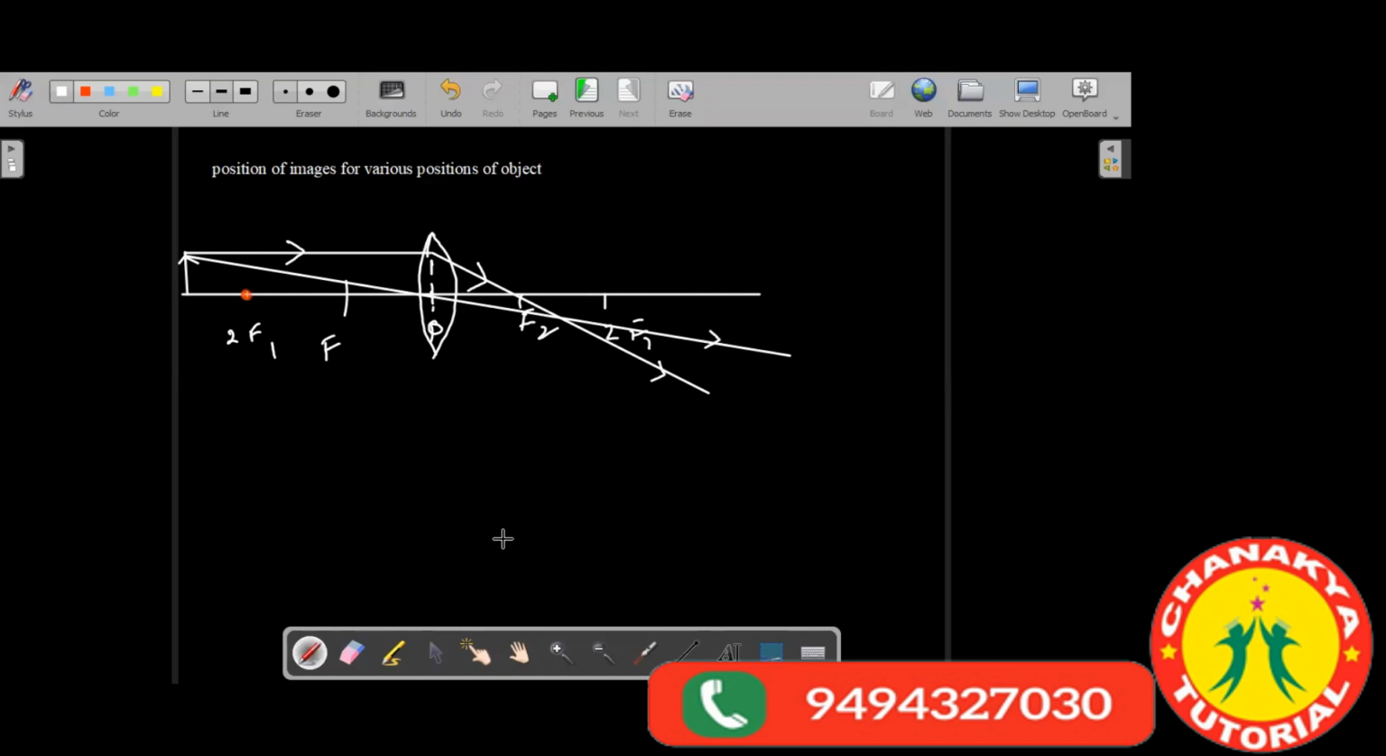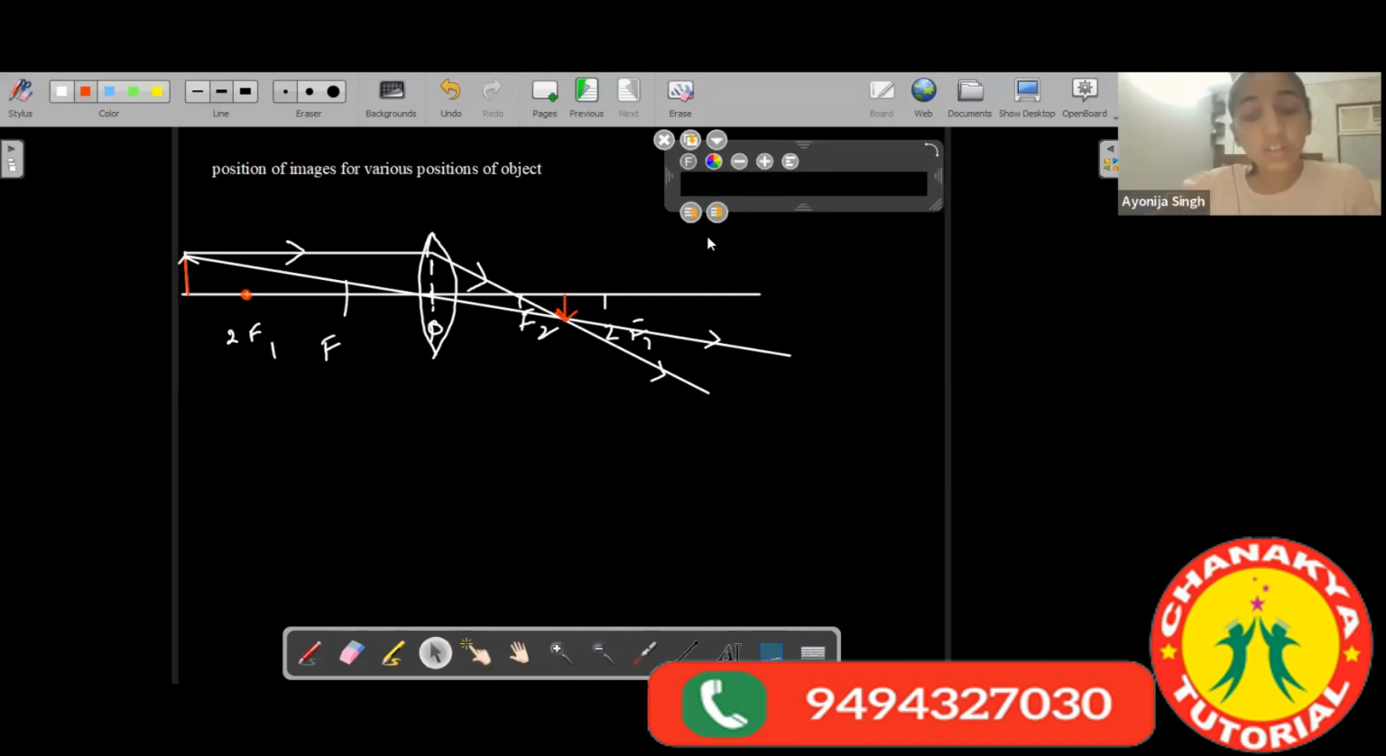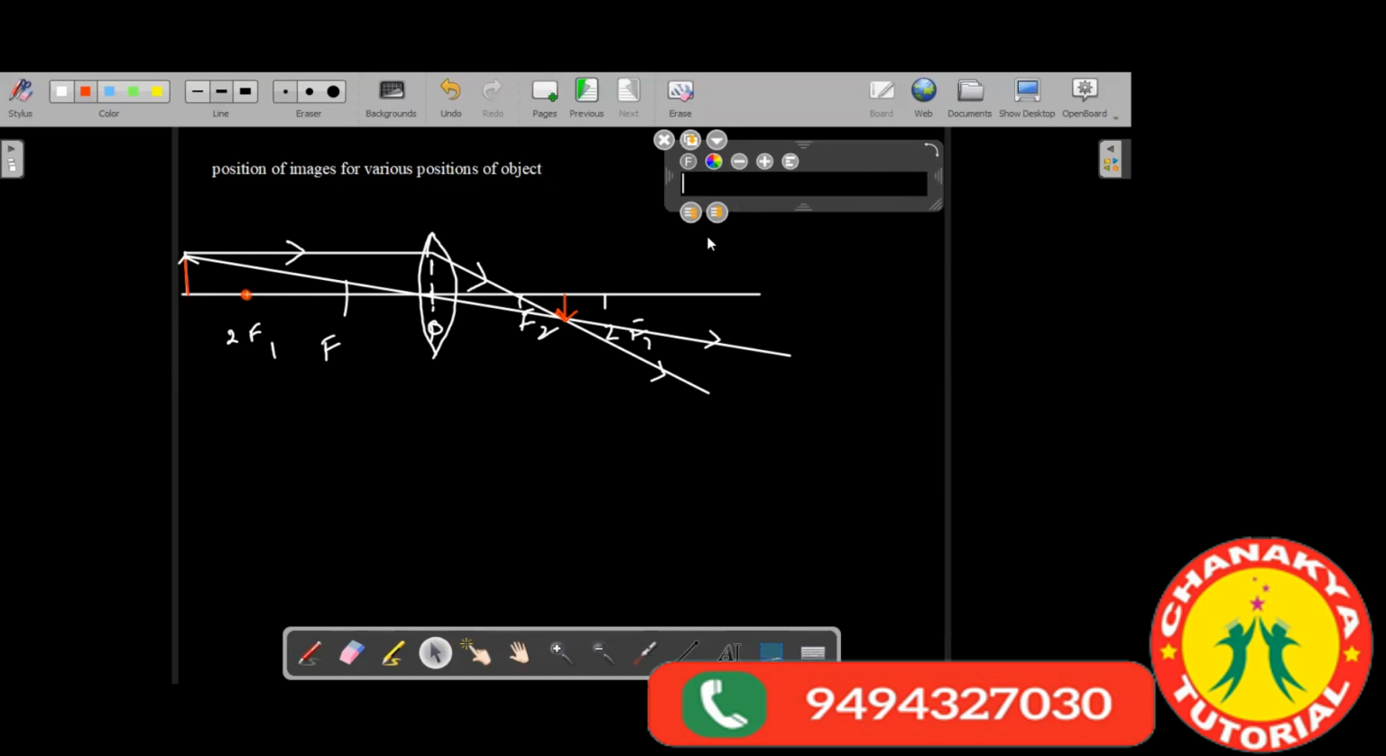So we have formation of image. Here the image is formed between F and 2F. This was the object, and here we have the image that is formed between F and 2F. So what characteristics do we observe for the image? Ayonija, can you tell the image characteristics for this ray diagram? So the image formed is real and inverted. Yeah, image is real and inverted.